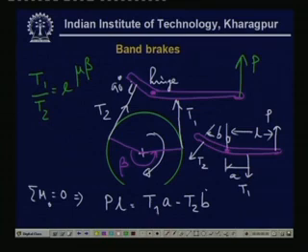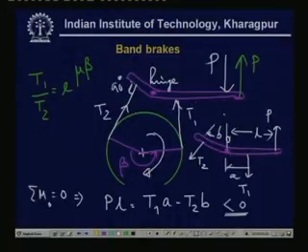Now, we can see that T2 B is actually helping the lever to apply the brake. So, it may so happen that T2 B is greater than T1 A. If this term is positive, then of course, our chosen direction is right. Normally this is positive, but if you consider the case when this is negative, then P is negative, that is we have to apply the force in the opposite direction.